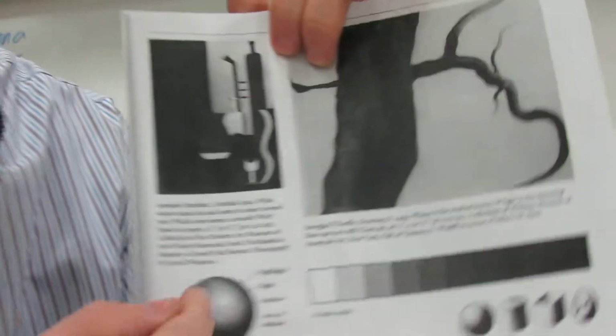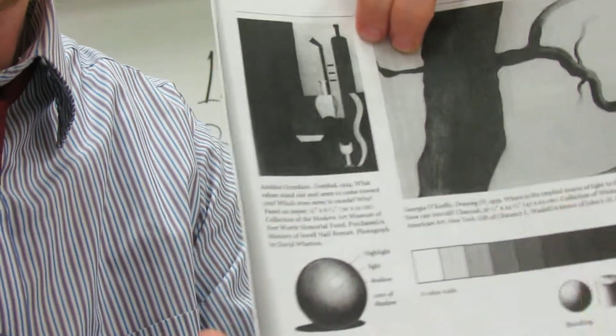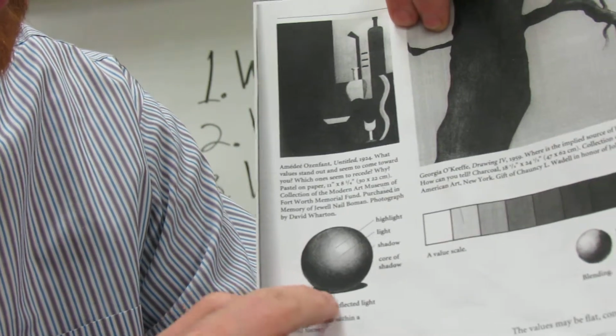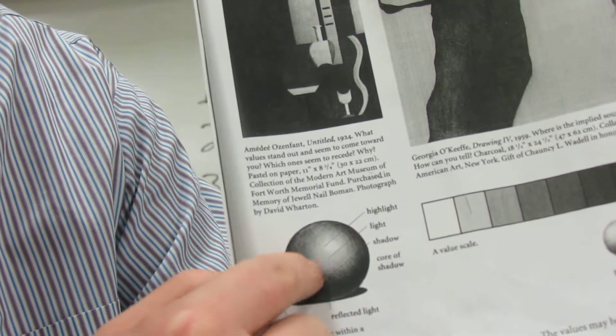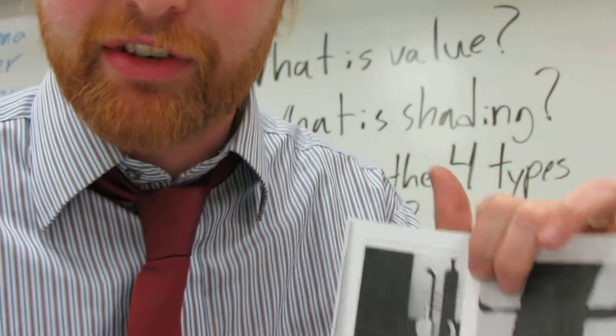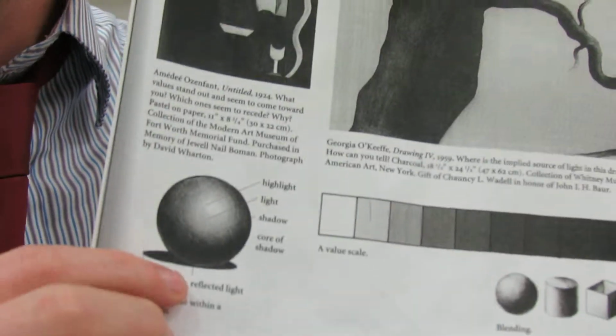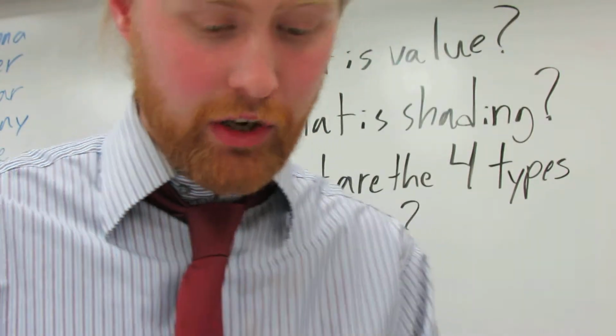This is showing a sphere, which is a three-dimensional circle, like a globe, and you're seeing all the different types of shadow and light, which you can use value to show.